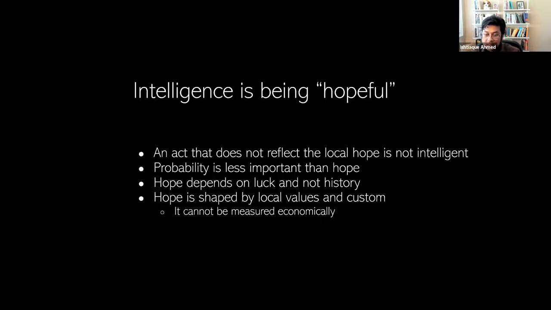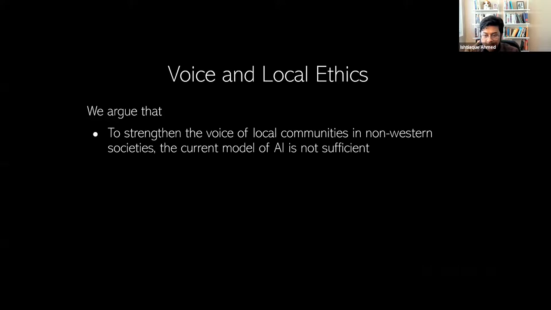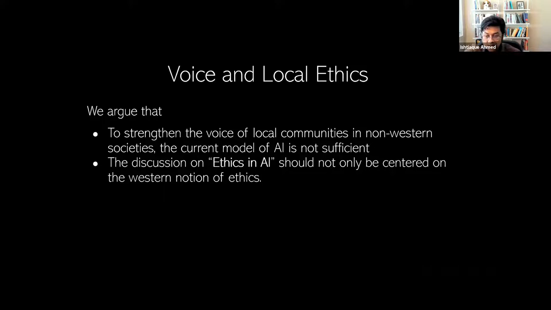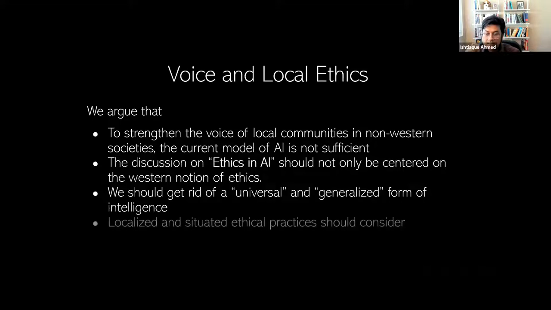While there is a trend in AI, machine learning, and smart technology-supported worlds to quantify and predict the future, for many people living in traditional societies in the Global South, the future largely depends on their luck, and luck is controlled by God. So being ethical is the way to become successful in the future, not counting your past. So we argue that to sustain the voice of local communities in non-Western societies, the current models of AI are not sufficient. The discussion of ethics in AI should not only center on the Western notion of ethics. We should get rid of a universal and generalized form of intelligence, and localized and situated ethical practices should consider local faith-based practices, local stories, and local hopes.